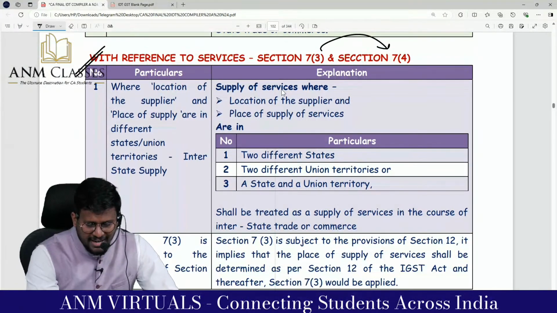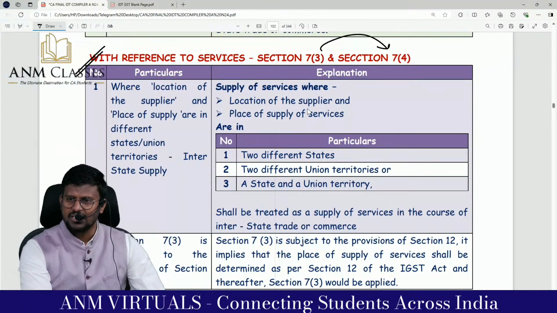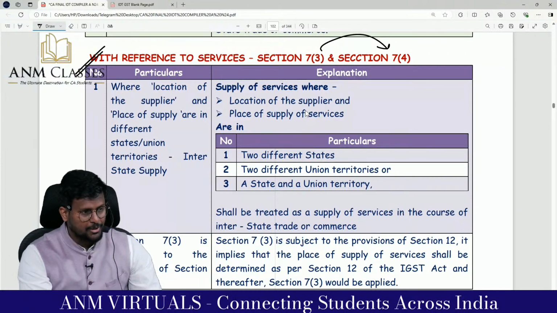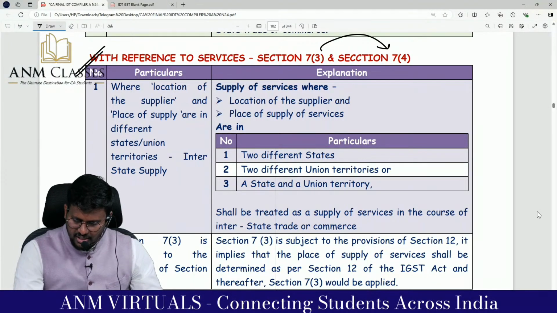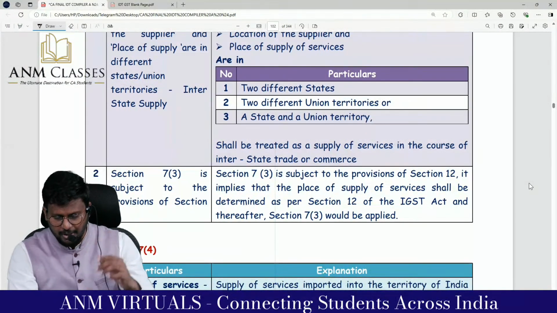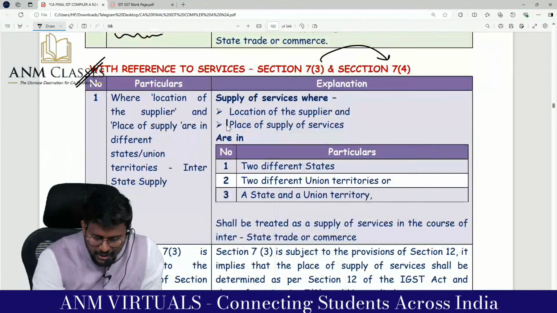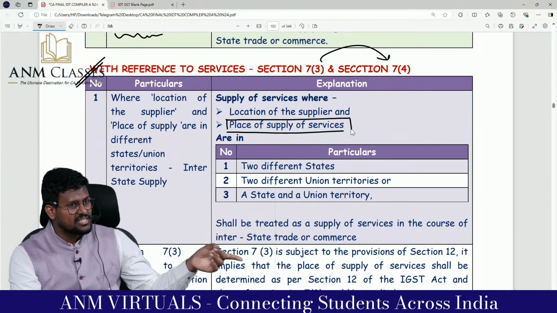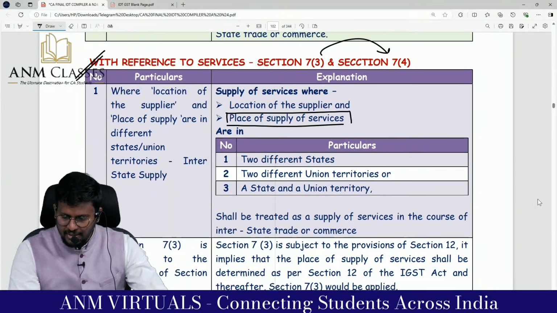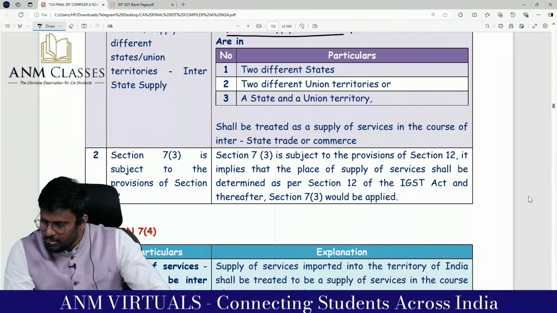Where the location of the supplier of services and the place of supply of services are in 2 different states, 2 different union territories, or a state and a union territory, it shall be treated as supply of services in the course of interstate trade. In order to understand the place of supply of services, we have to first visit section 12 of the IGST Act, then come back to section 7 subsection 3 of the IGST Act.